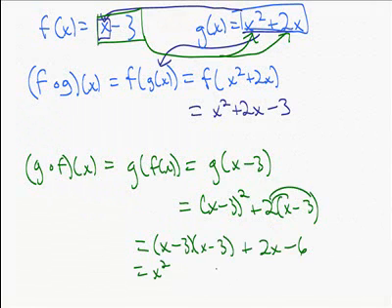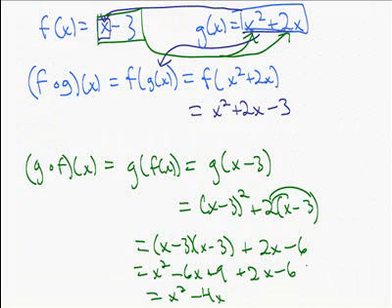Let's see, minus 3x and minus another 3x will be a minus 6x plus 9 plus 2x minus 6. And combining like terms, we get our formula for g composed with f of x. And it's x squared, let's see, minus 6x plus 2x is minus 4x. 9 minus 6 is 3. So x squared minus 4x plus 3. Notice that this formula here is different than this formula for f composed with g.